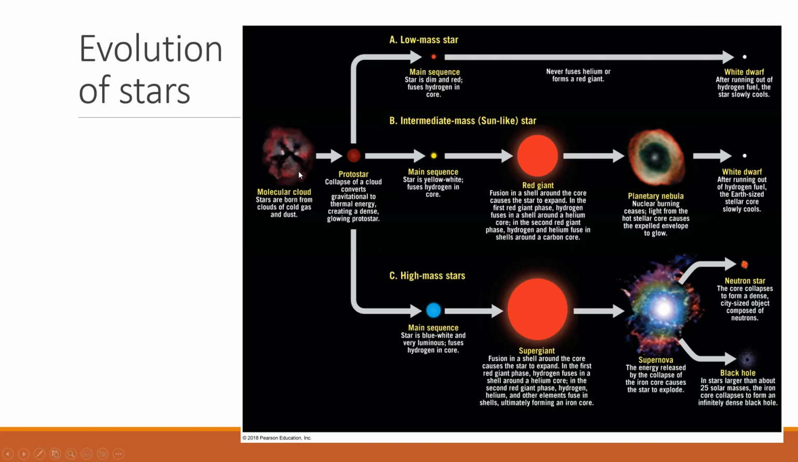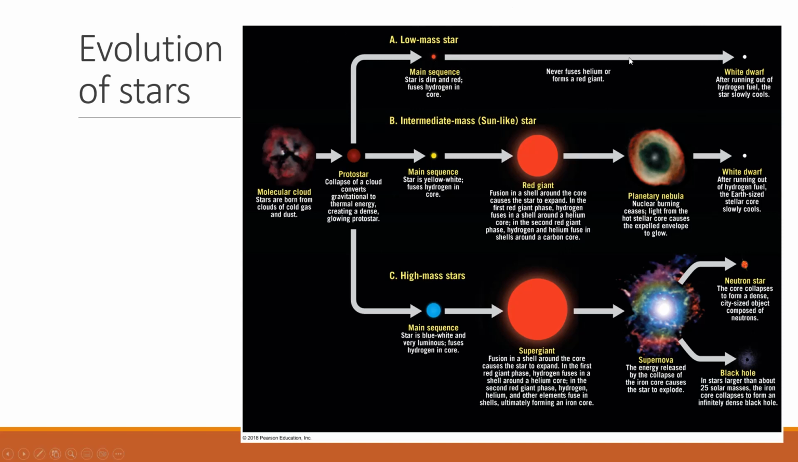They start off with this molecular cloud that we have cold gas and dust. We have a collapse of the cloud due to gravity, which will convert to thermal energy, and that will make our protostar. All right, this is where we can change. If we don't have a lot of mass in our star, it will move into the main sequence, but it will be smaller and red in color. And we will have hydrogen fusing in the core, but we never actually reach helium fusion, and we don't form a red giant, and those will eventually become a white dwarf.